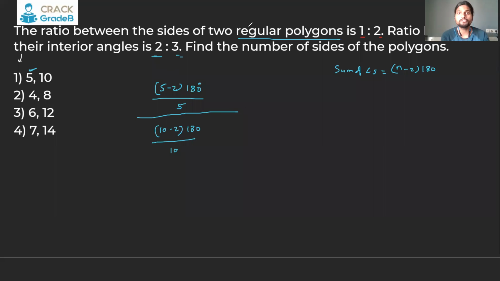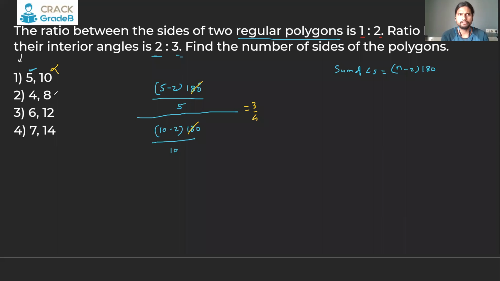Is this ratio 2:3? Quickly you can calculate. The 180 gets cancelled. That remains 3, that remains 8. So 30 upon 40. That ratio is going to be 3/4. So no, that is not the answer.